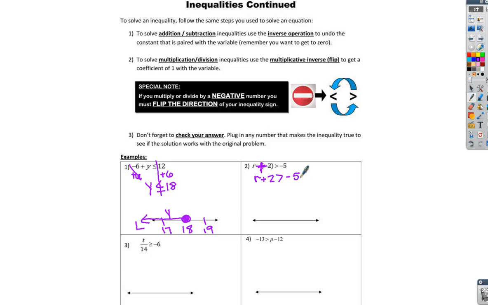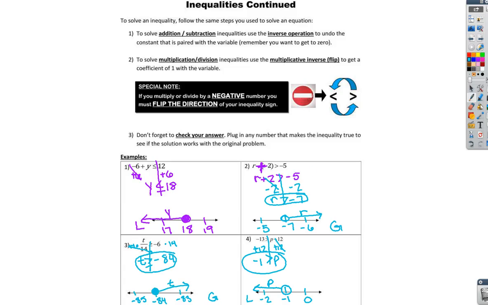I want you to go ahead and do 2, 3, and 4 on your own. When you're ready to check your answers, go ahead and hit play. Please pause the video. Okay, so go ahead and check your answers. Please make sure if you got any of these wrong, you guys raise your hand so I can come and talk to you about why you got it wrong.